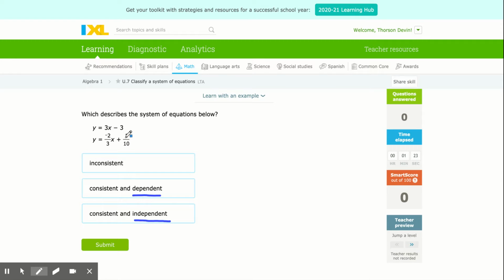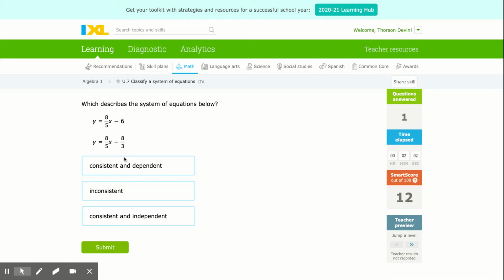If it's not the same equation, then it's not dependent, because for it to be dependent, it has to be the same equation. Now that I've got rid of that one, I have to decide whether it's consistent or inconsistent. Consistent means that they cross. They eventually intersect at some point, or it's the same line. Inconsistent means they're parallel. Well, these have totally different slopes. If it's different slopes, then it's consistent. So these would be consistent and independent.